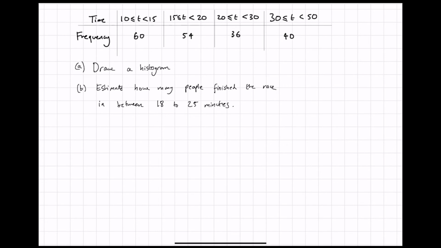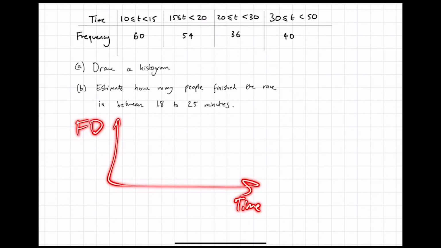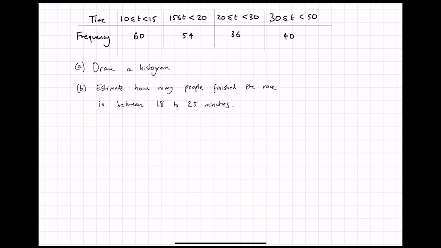So like we said before in our histogram, the key thing was the left-hand side, or the y-axis I should say, which is the frequency density. This will be the frequency in terms of the time that people took to run, so that's the time t. Before we even do that, we should probably construct a table.